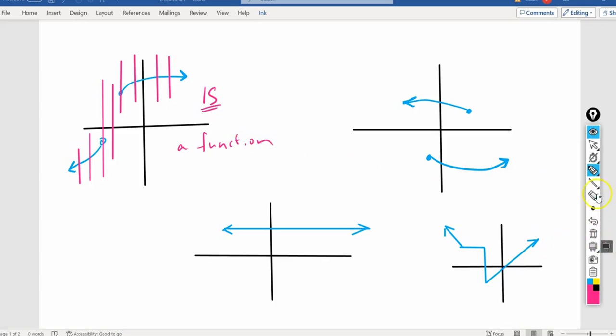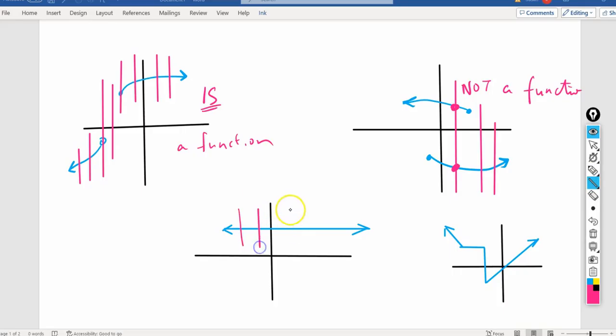Now, if I come to this other picture, that vertical line only intersects the graph once, but here it intersects the graph more than once. This is not a function. So all it has to do is break the rule once, which it has here. This line intersects it more than once. It's not a function. This is a function. Any vertical line I draw only hits it at most once. So this is a function.